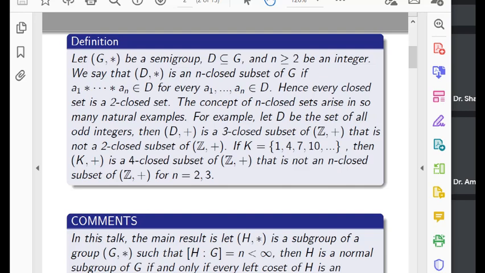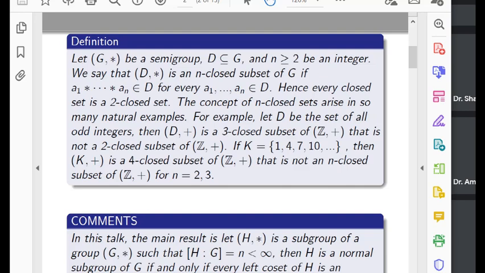Here I mention some examples. If you take the set of all odd integers and you define the normal addition on D, then definitely odd plus odd is not odd. All of us know that. So definitely this set is not 2 closed. However, it is 3 closed, and 3, I think, here is the minimum.